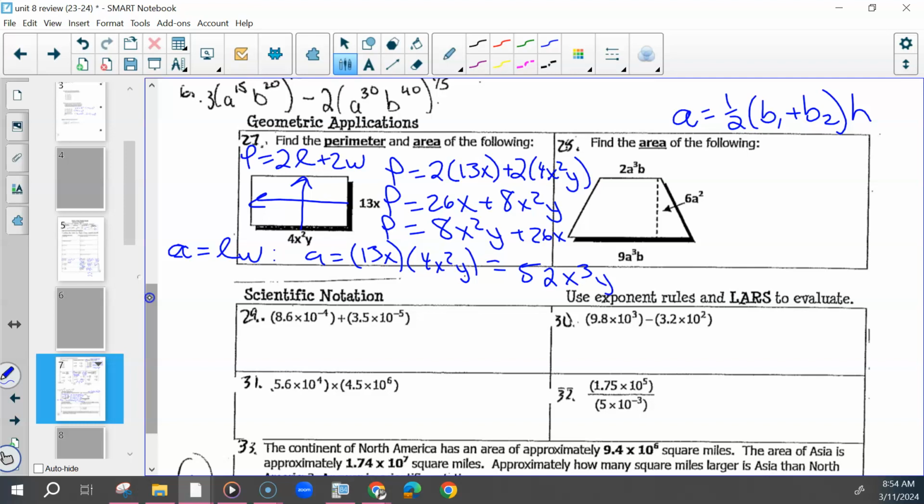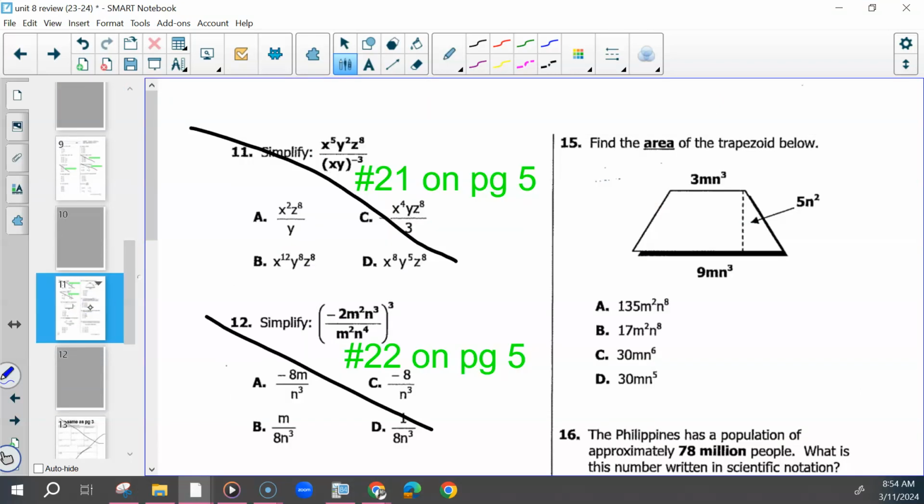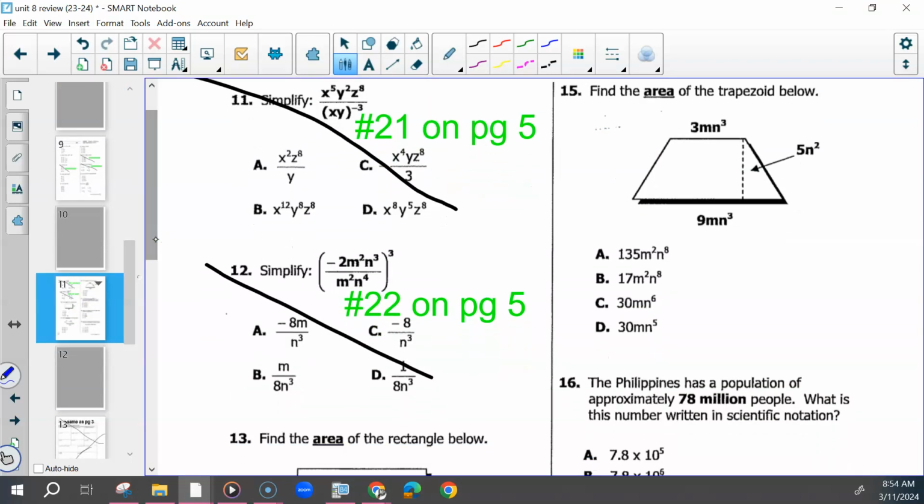Skip over 5, go on to page 6. And there are some repeat questions up there. Questions on this page?